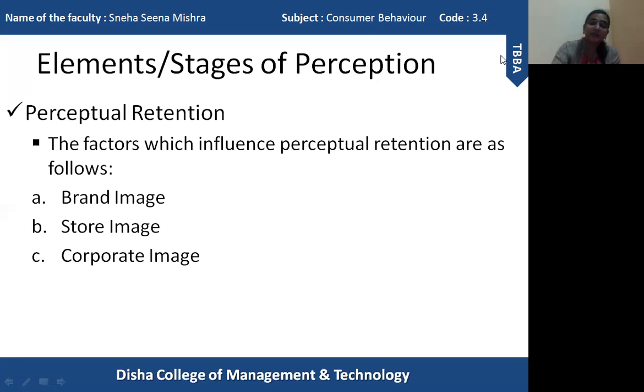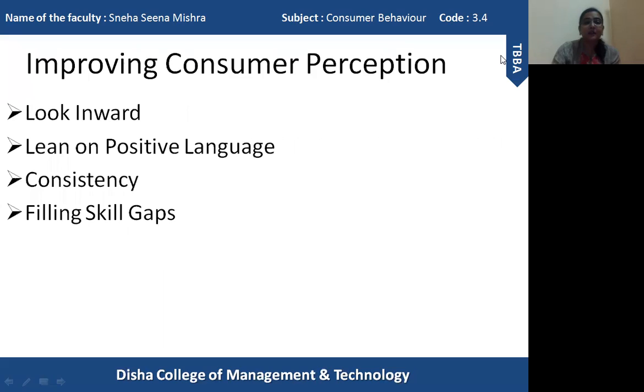Okay, so these are the 4 stages of perception. The next topic which I am going to explain is improving consumer perception. So, how to improve consumer perception? What can companies actually do to improve the perception of the consumers towards their product or towards their brand?